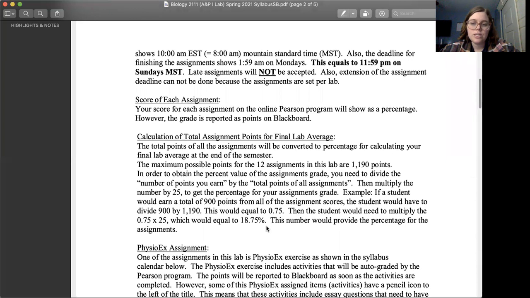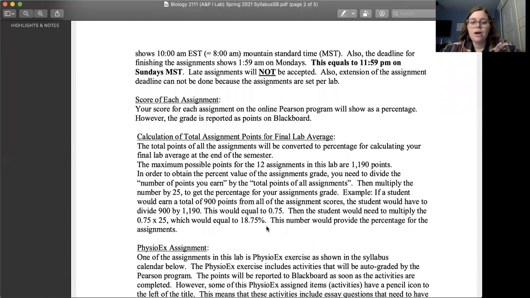Okay, the next section of the syllabus goes over the fact that there's a discrepancy between Pearson and Blackboard. What winds up happening when you finish your first assignment is Pearson will give it a grade like 94% or 100%, and then it'll automatically get uploaded to the grades in Blackboard. Remember, they are linked together. But Blackboard grades on a point system.